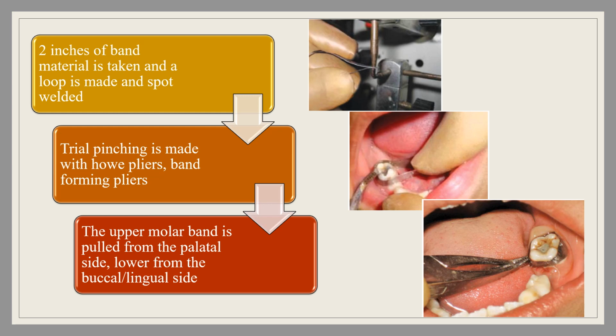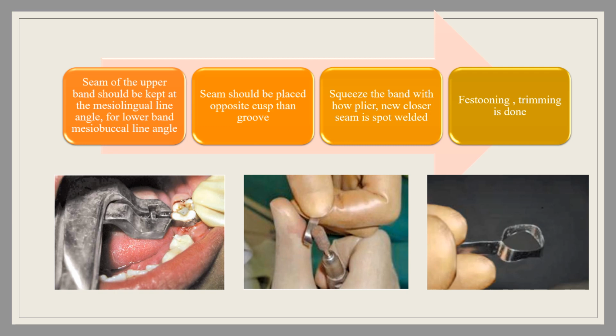The upper molar band is usually pulled towards the palatal side and lower molars towards the lingual side. Once the pulling is done, the seam of the upper band should be kept at the mesiolingual line angle. For the lower band, it should be kept at the mesiobuccal line angle. The seam should be placed opposite the cusp and not the groove. Now you can completely squeeze the band with the hoe plier, and the new closer seam is again spot welded.